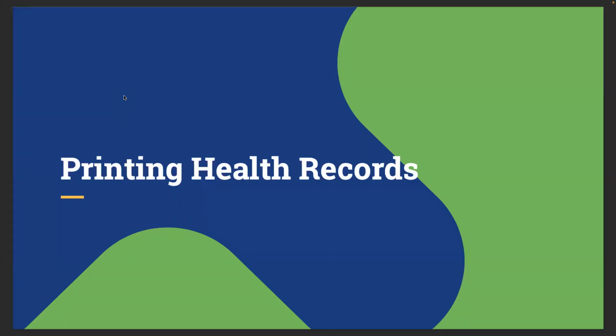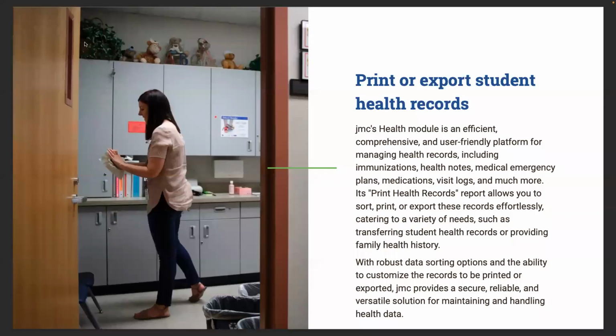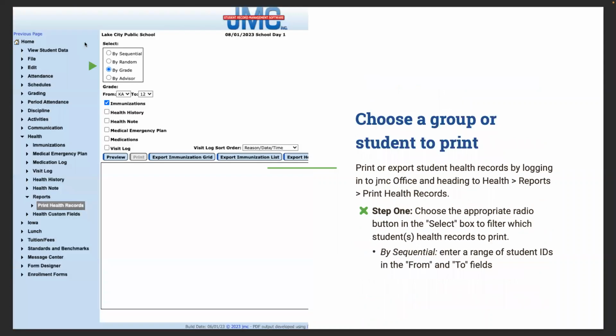And we're moving on to printing health records. JMC's health module is an efficient, comprehensive, and user-friendly platform for managing health records, including immunizations, health notes, medical emergency plans, medications, visit logs, and much more. Its print health records report allows you to sort, print, or export these records effortlessly, catering to a variety of needs such as transferring student health records or providing family health history. With robust data sorting options and the ability to customize the records to be printed or exported, JMC provides a secure, reliable, and versatile solution for maintaining and handling health data.